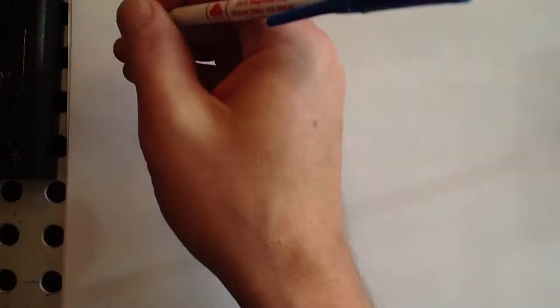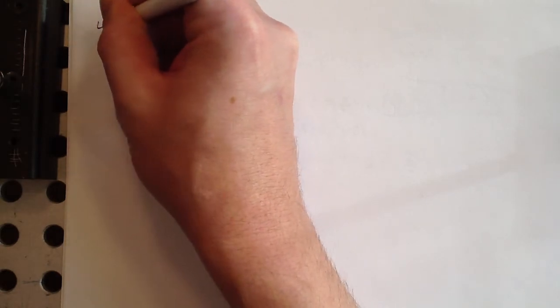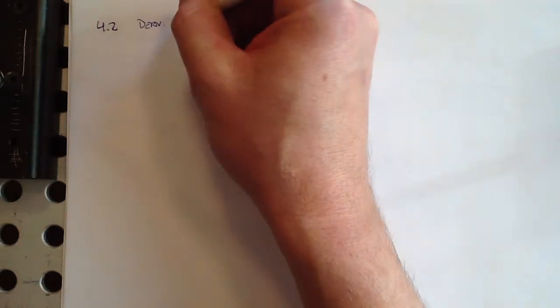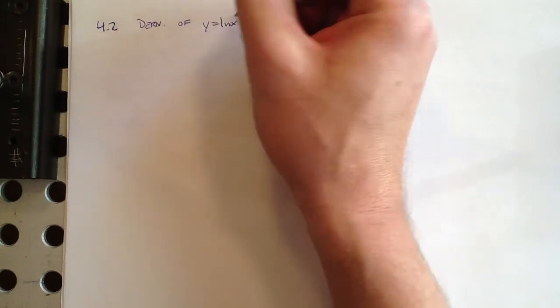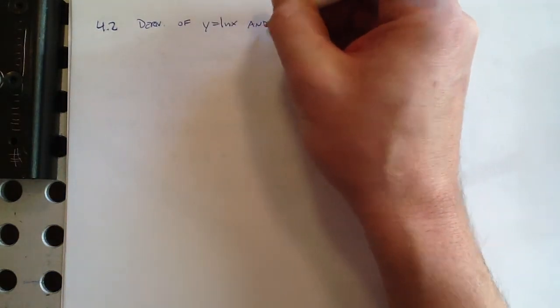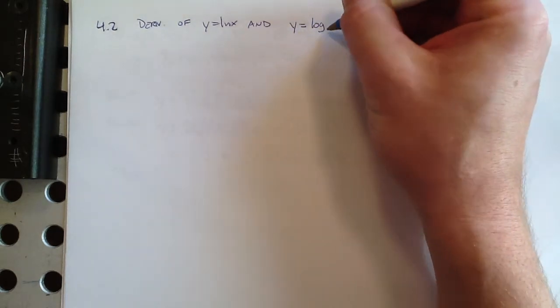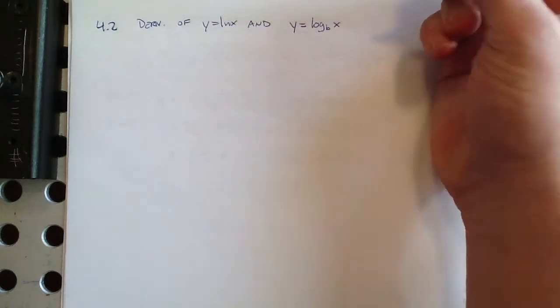Okay, these are the notes for section 4.2, derivatives of logarithmic functions. So these are how to find the derivative of y equals natural log x, and then more generally, how do you find the derivative of y equals log base b of x, where b is not the natural log base.